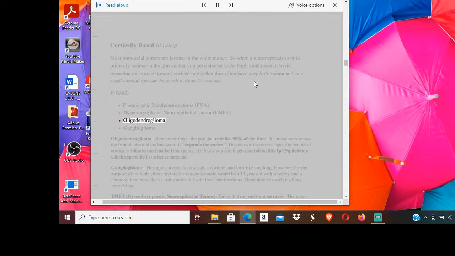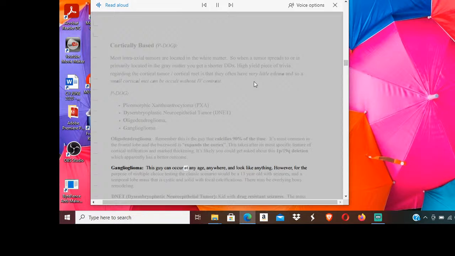Oligodendroglioma. Ganglioglioma. Oligodendroglioma, remember this is the guy that calcifies 90% of the time. It's most common in the frontal lobe, and the buzzword is expands the cortex. This takes after its most specific feature of cortical infiltration and marked thickening. It's likely you could get asked about this 1p/19q deletion, which apparently has a better outcome.